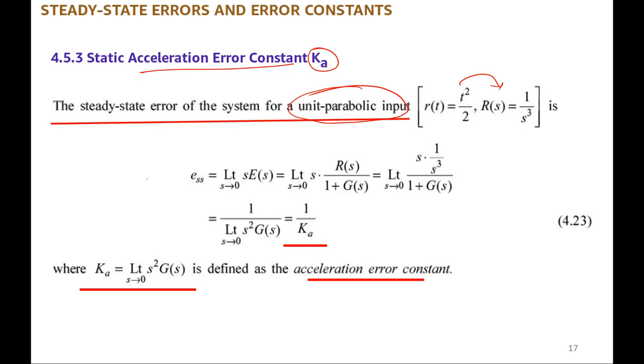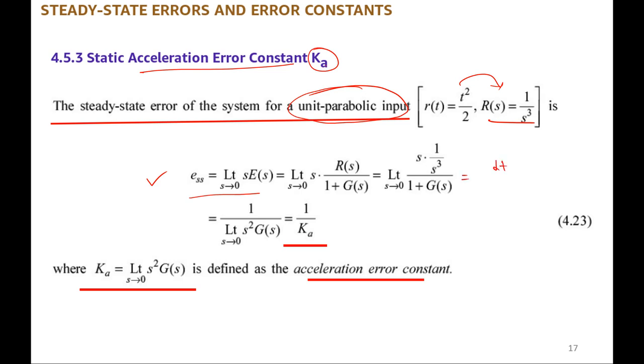So we will make use of the steady state error, the same thing we have done in the earlier two cases. The steady state error ESS is equal to limit s tending towards 0, s into E of s. This we know. E of s is r of s divided by 1 plus g of s. What is r of s? Here it is 1 by s cube. Substitute here.